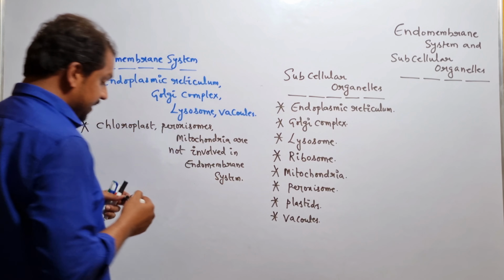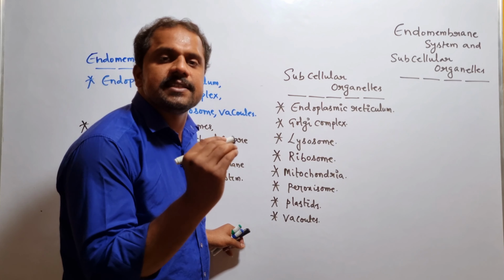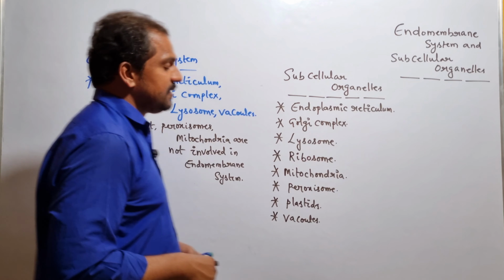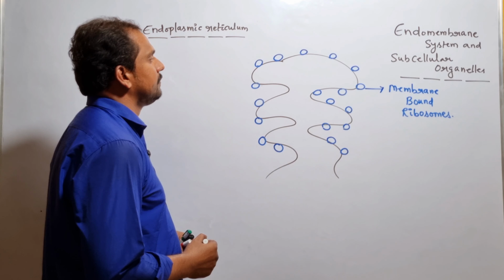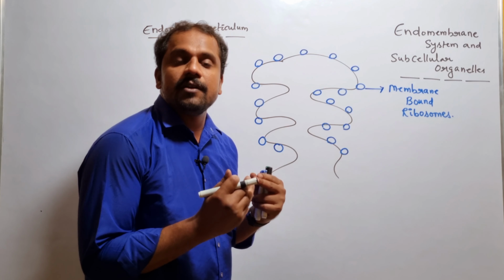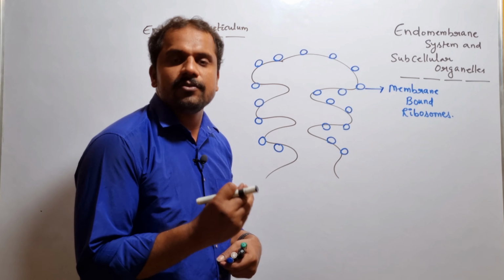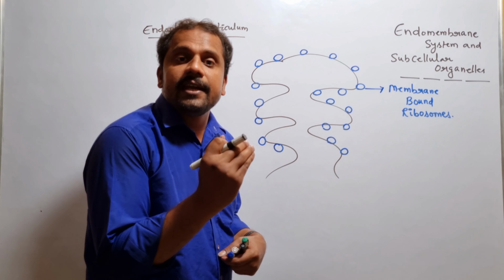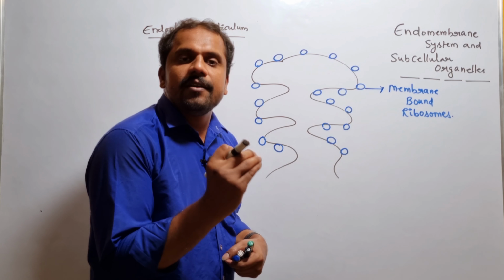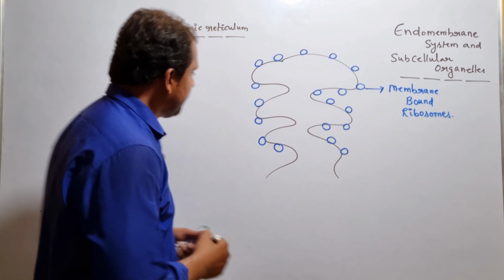At first we will be studying endoplasmic reticulum. What is endoplasmic reticulum? It is the largest subcellular organelle most commonly present in the eukaryotic cell. Is it clear? Within the cytoplasm of the eukaryotic cell, we can observe many network-like tubular structures scattered within the cytoplasm. These tubular structures are termed endoplasmic reticulum, the largest subcellular organelle present within the eukaryotic cell. Is it clear?